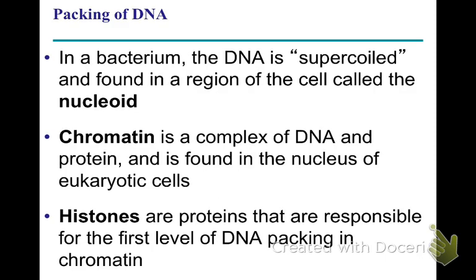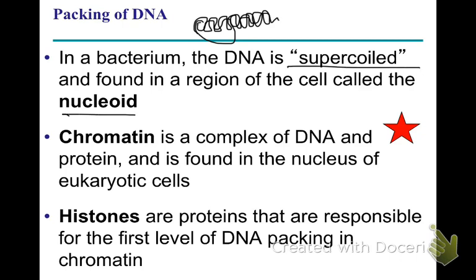Okay, now coming to the final part of this chapter. In a bacterium, DNA is considered as supercoiled. So it is not only coiled, it is then further folded up against itself. So it is called supercoiled DNA, and this is in the nucleoid region. Chromatin, this is another term.